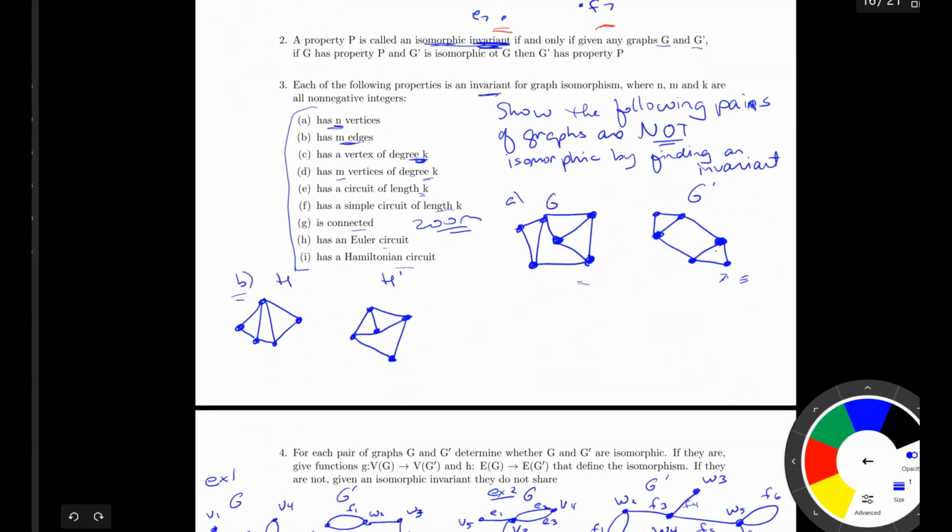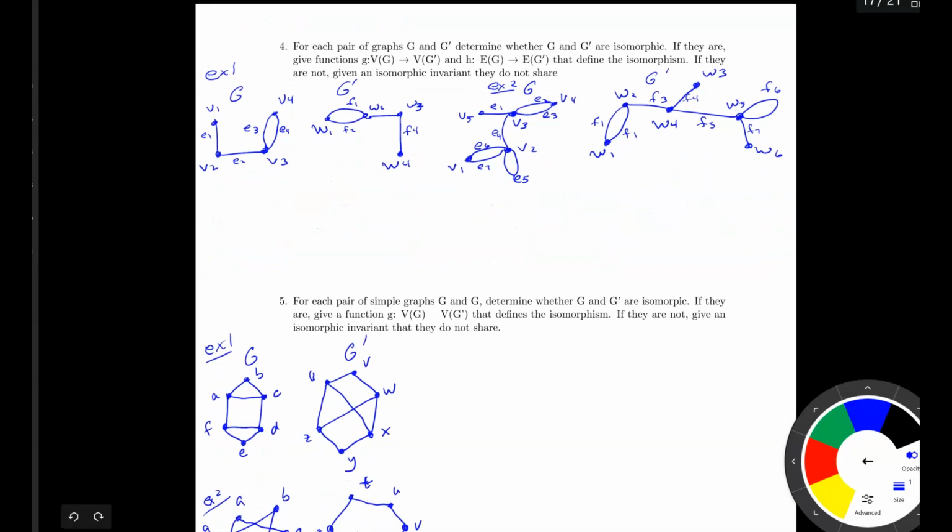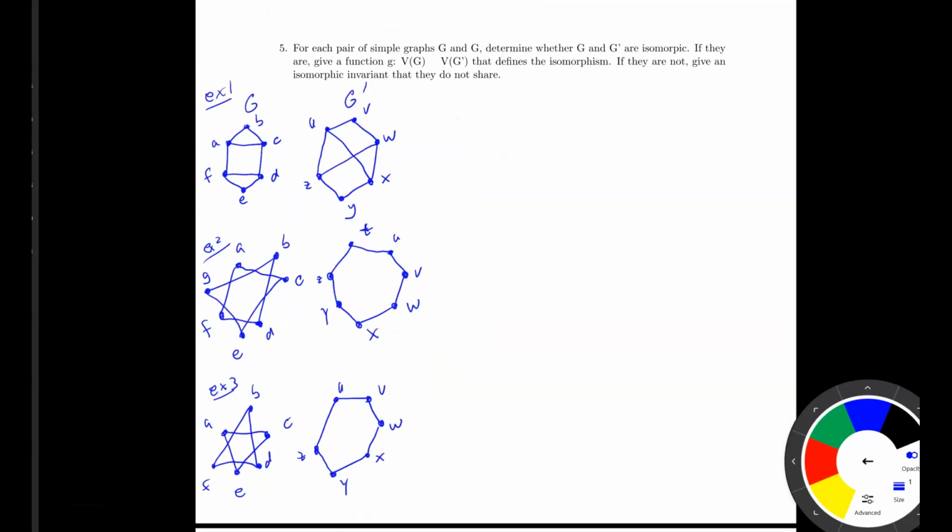So I'm going to let you do these on Zoom. Find the invariant between G and G prime, and find the invariant between H and H prime. And I've given you more to play with on this page as well, so then you can copy those down. So there's your G and your G prime, and here's your G and your G prime. Find the invariant between these two, or show the isomorphism. And then here, the edges are not labeled, but you get to do the same thing.